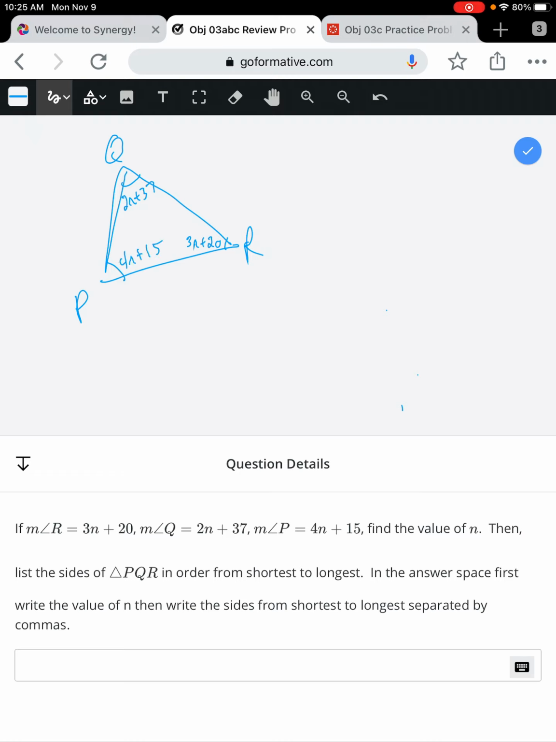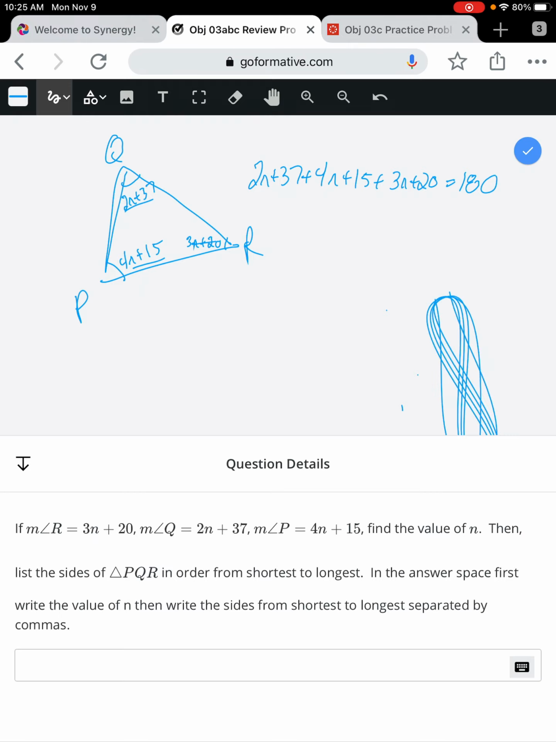Okay, and what do I know? I know that the 3 angles in a triangle add to be 180. So 2n plus 37 plus 4n plus 15 plus 3n plus 20 is equal to 180. Because it wants me to order the sides from shortest to longest. But I need to find the angles first to figure out the sides. So I combine my like terms.